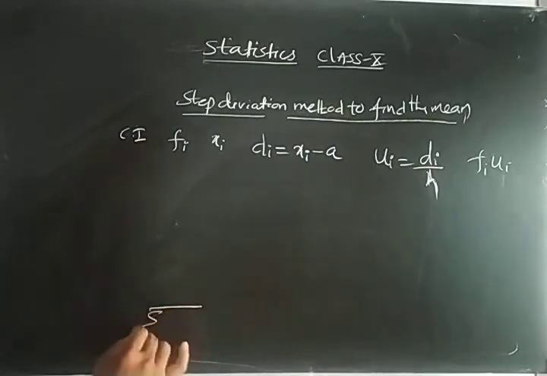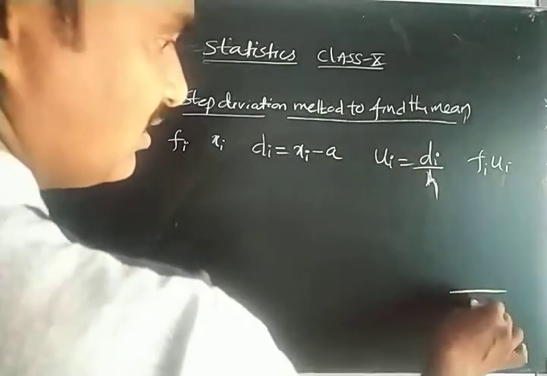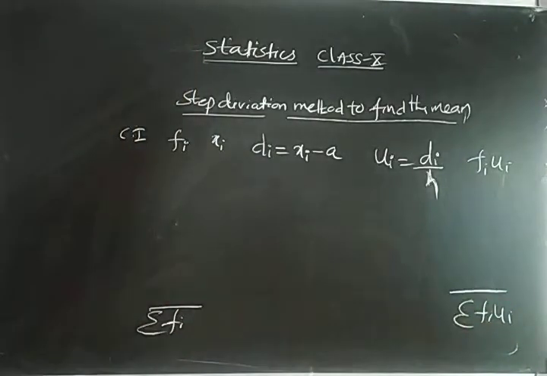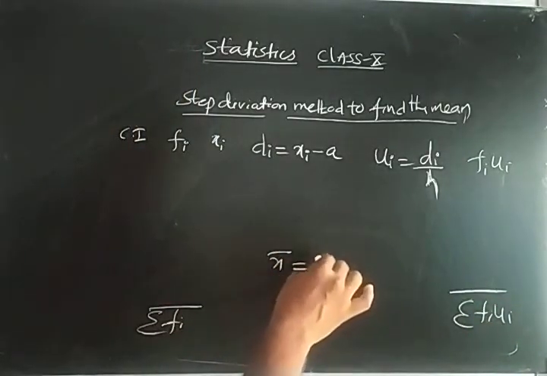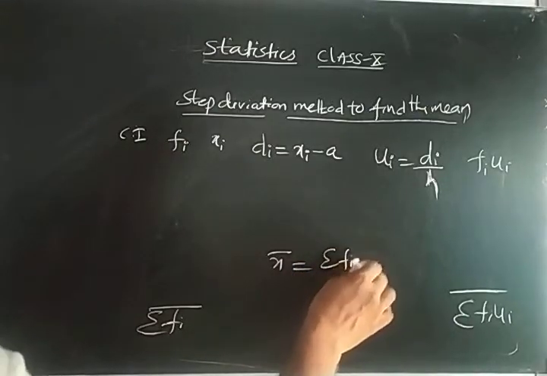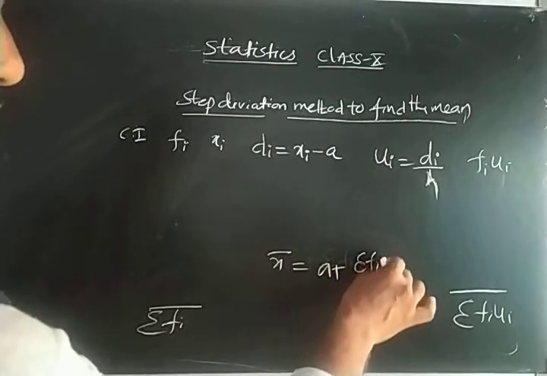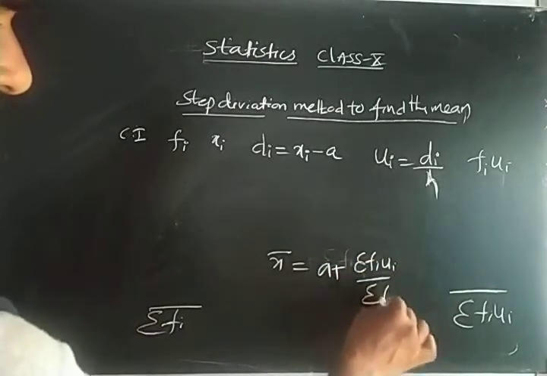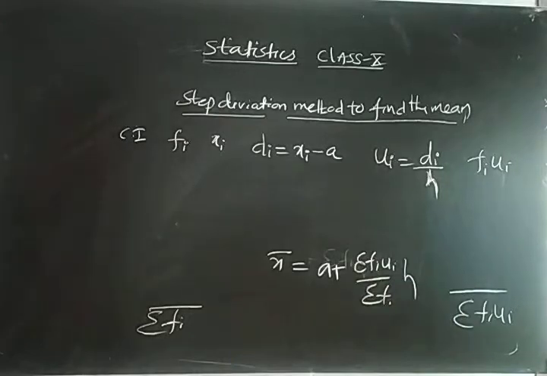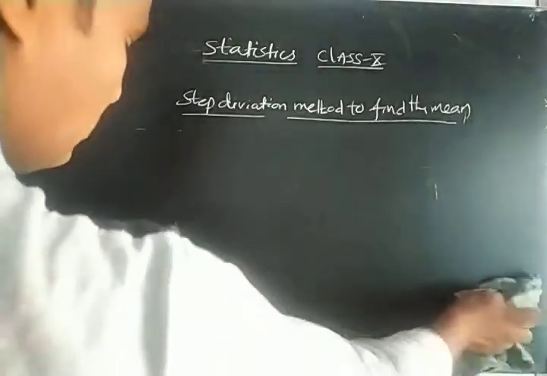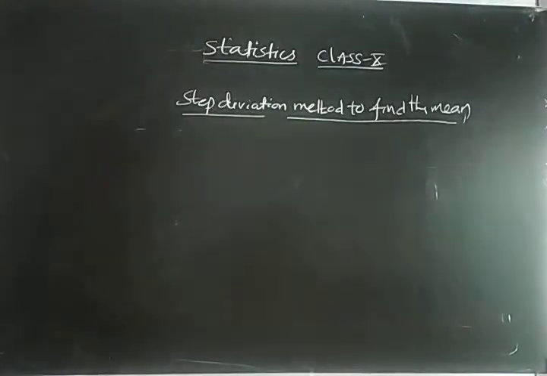After getting the ui column, find fi into ui. Here find the summation of fi, and here the summation of fi into ui. After getting that, you can find the mean: x bar equals a plus summation fi ui by summation fi, into h. By using this formula, you can find the mean of the problem. So let me do the problem, the same problem, using the step deviation method.